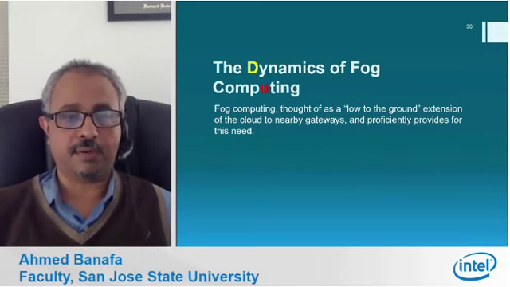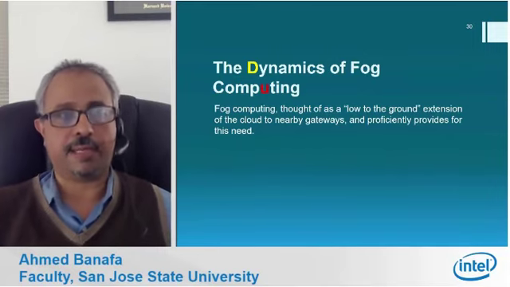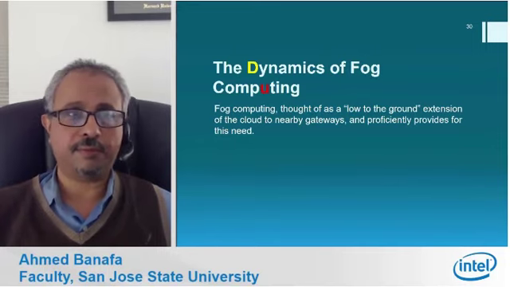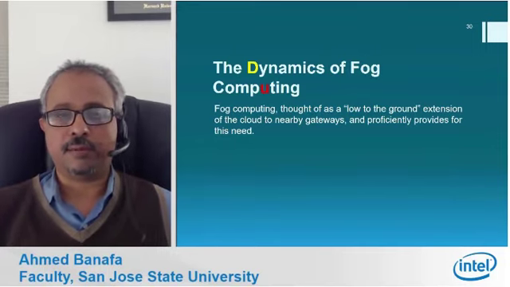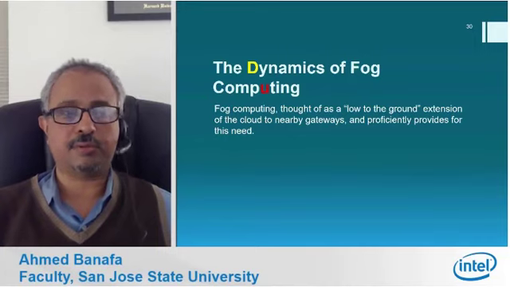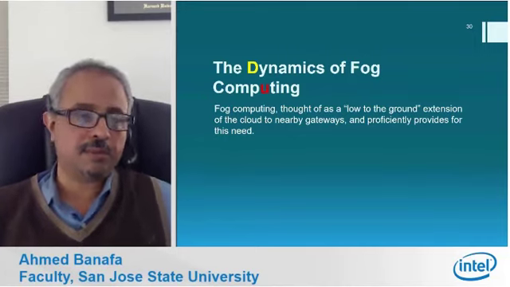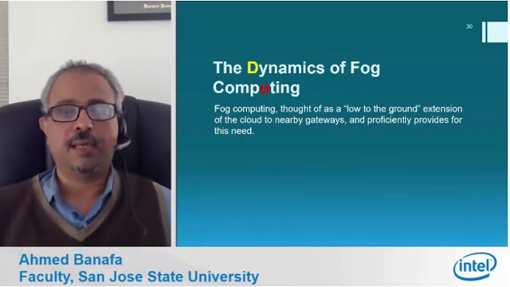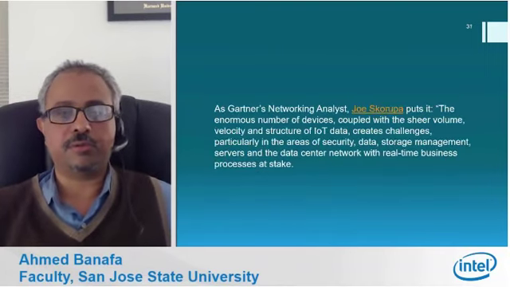So what is the dynamics of fog or edge computing? Fog, or edge computing, is thought of as low to the ground. That will be a term used by the C-level or non-technical people: an extension of the cloud to nearby gateways that proficiently provides for the need. So this will be an interesting term, a mechanism: low to the ground.